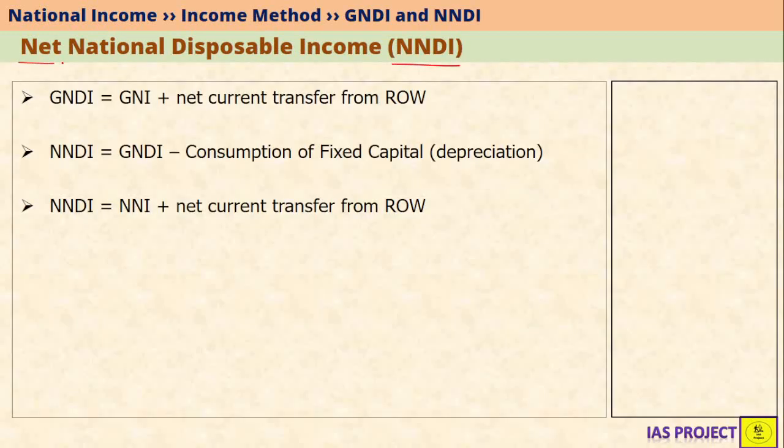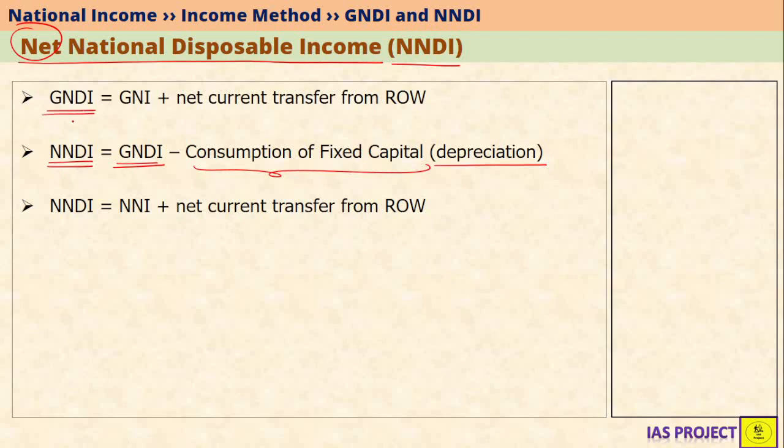NNDI stands for net national disposable income. The keyword here is net. So NNDI is nothing but GNDI minus depreciation. Depreciation, as we know, can also be called as consumption of fixed capital. So NNDI is nothing but GNDI, that is gross national disposable income minus consumption of fixed capital.